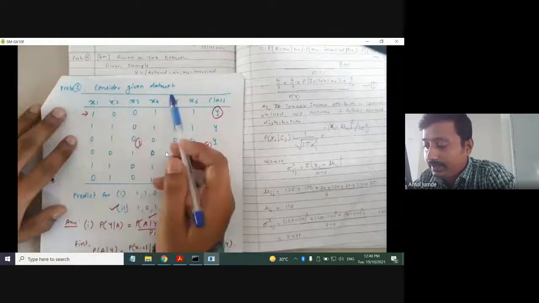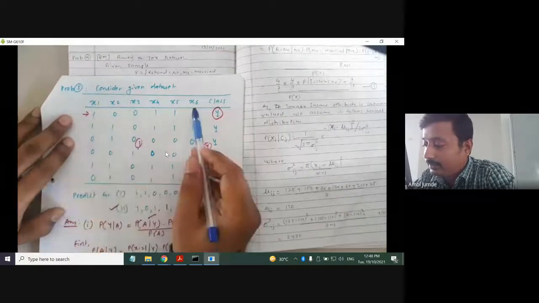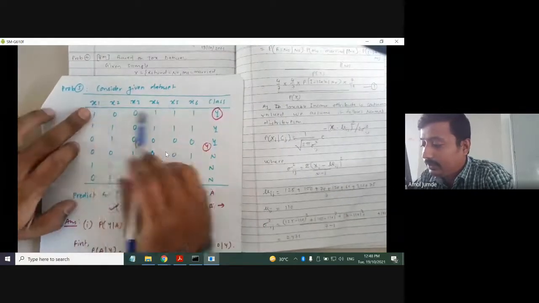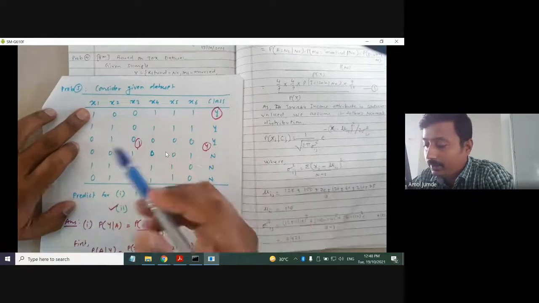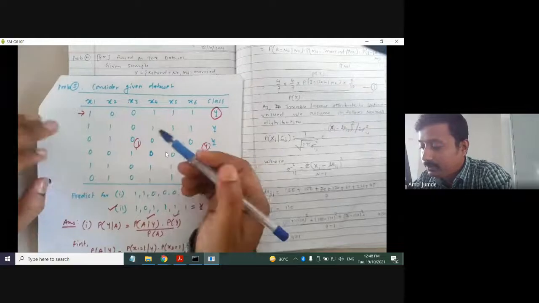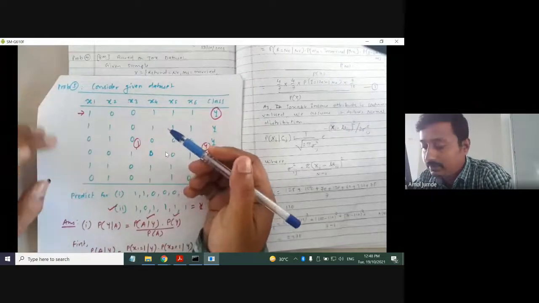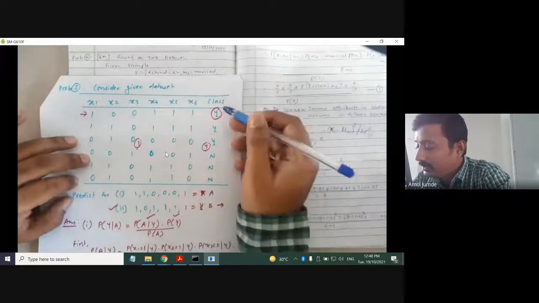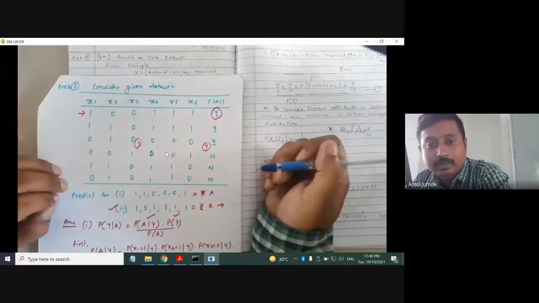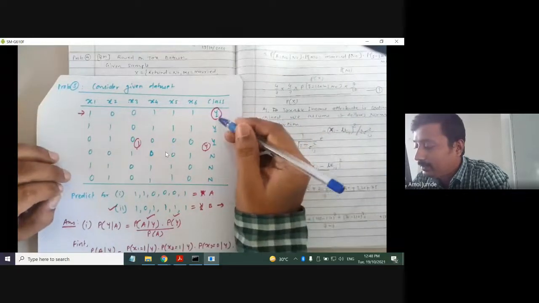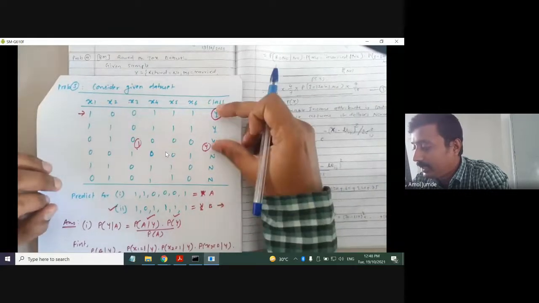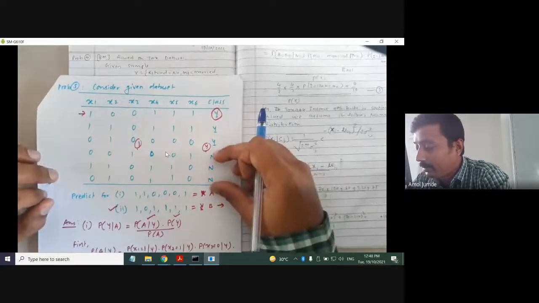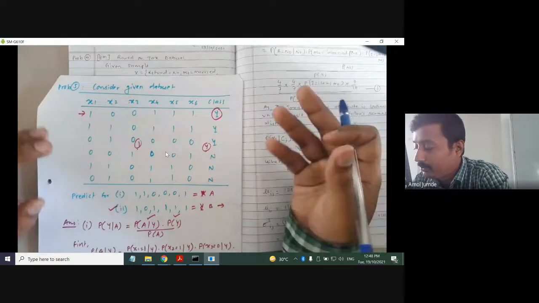Consider the given data set x1 to x6. These are the input attributes, and class is the output attribute. We have 0s and 1s, so we have discrete values. In the class label we have yes and no. The probability of the yes class is 1 by 2, because out of 6 samples 3 have the yes value. The probability of the no class is 1 by 2.